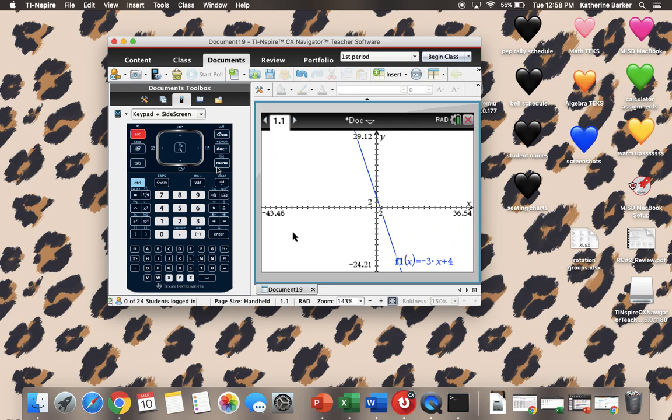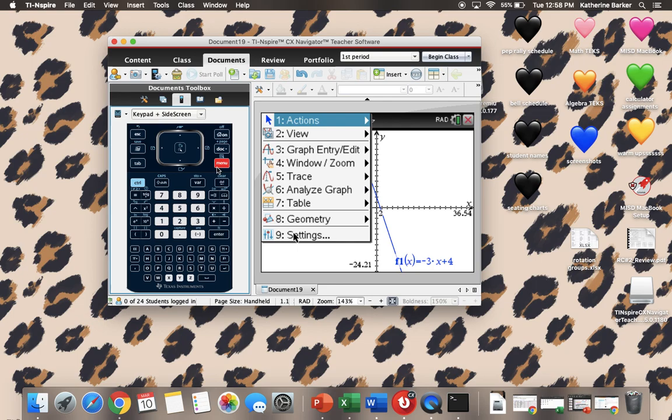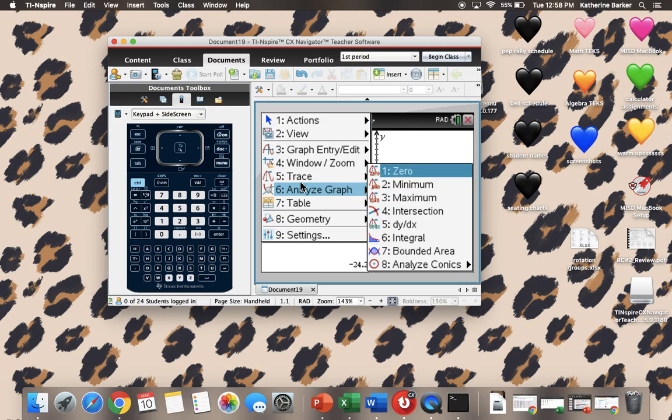So let's say I wanted to know what the y-intercept is. You go to Menu, Analyze Graph.